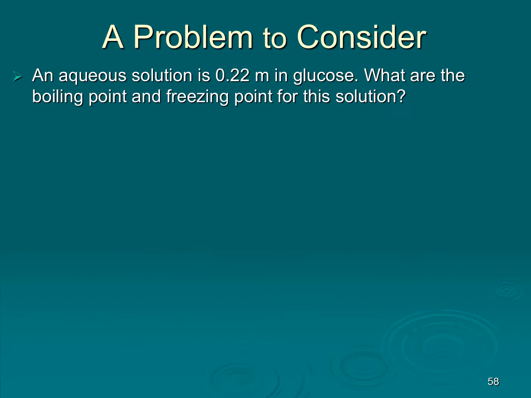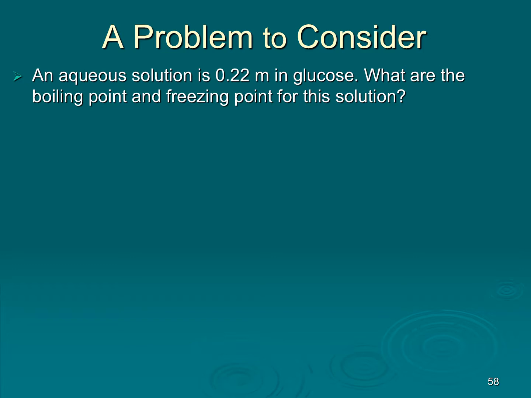Okay, so let's do a quick example. We have an aqueous solution which is 0.22 molal in glucose. What are the boiling point and freezing point for this solution? So this one's fairly straightforward because we've already given you the molality. Of course, you might not get a problem that's straightforward. They may give you grams or liters or whatever, in which case we already know from earlier in this chapter how to find the molality. So you might get a problem like that, but once you find the molality, you can use it in the problem.